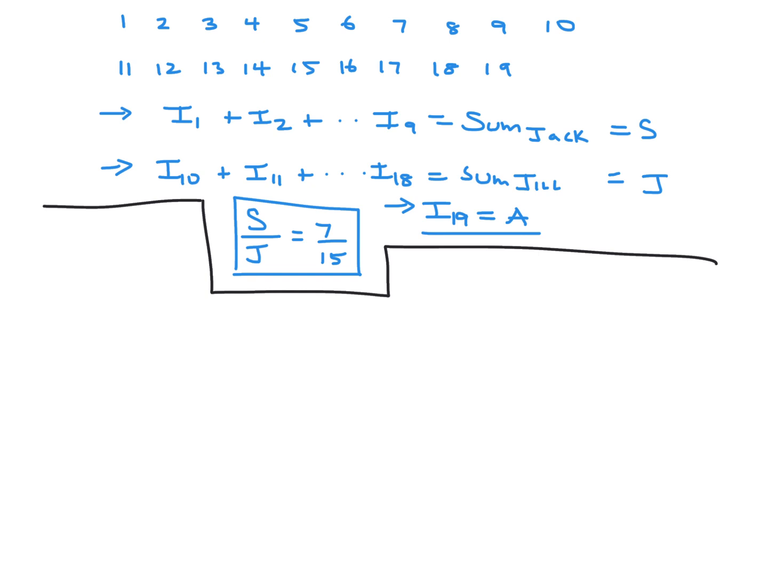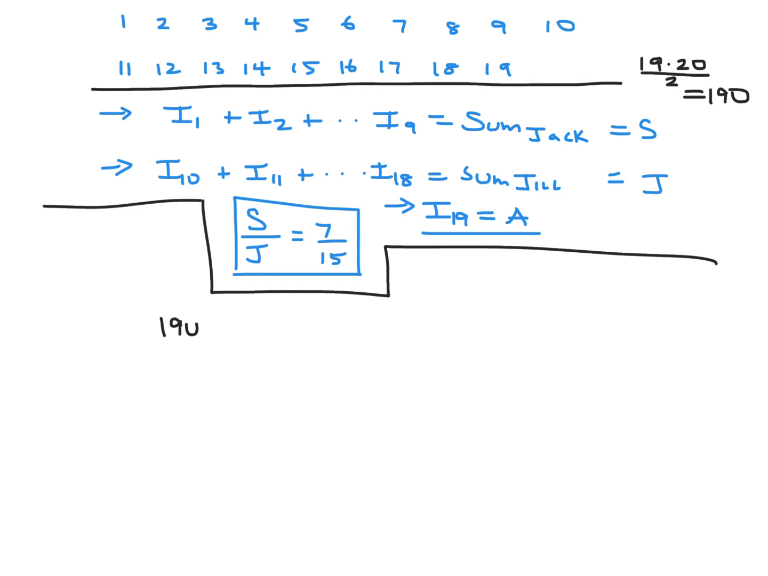Well, the total sum of those 19 numbers, you can easily figure out. There's that formula, right? It would be 19 times 20 divided by 2, which I believe is 190. So 190 is the total sum, and the total sum would be S plus J plus A. Those are basically all 19 of the numbers. Then we have that piece of information, which gives me 15S is 7J.